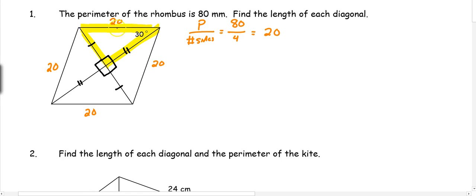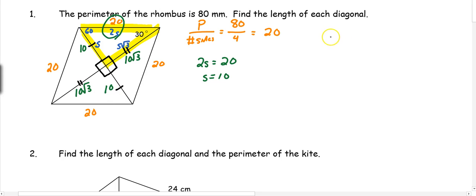So I know that the other angle is 60 degrees, and across from 30 is the S, across from 60 is the S root 3, and across from 90 is the 2S. So if I have 2S on the same side as the 20, 2S is equal to 20, S equals 10, which means part of the diagonal is 10, and the other part is 10 root 3. So I can fill in my congruent parts of my diagonals.